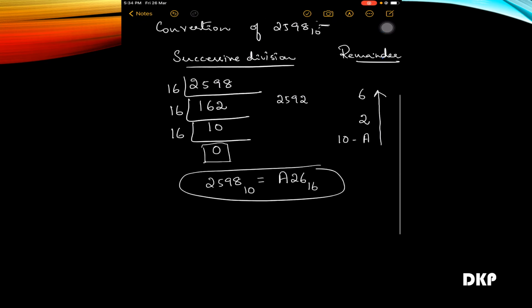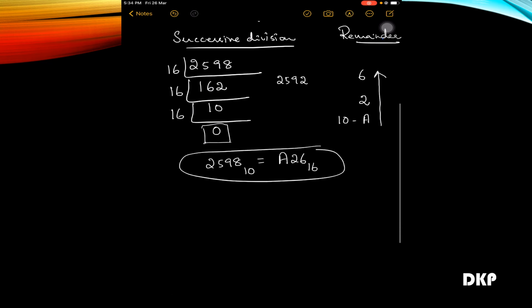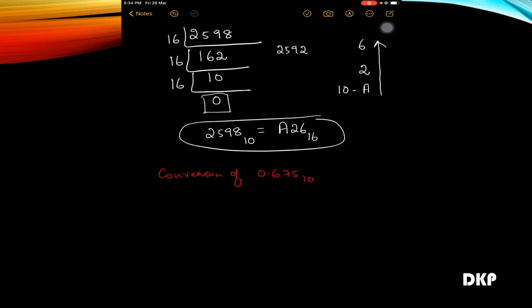Now we have to do the conversion of the fractional part. So for that, write the conversion of just the fractional part, 0.675 to the base 10. This is the fractional part. For the conversion of the fractional part, you have to multiply this fractional part with 16, you will get 10.8. In this, you have to keep the integer part here itself.